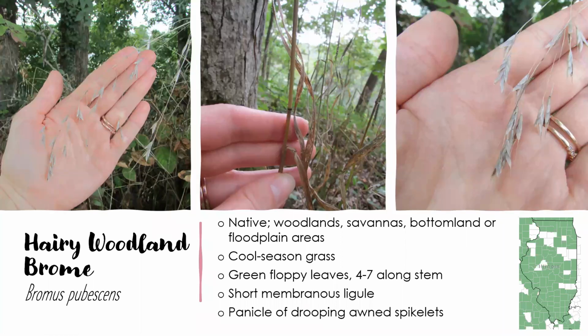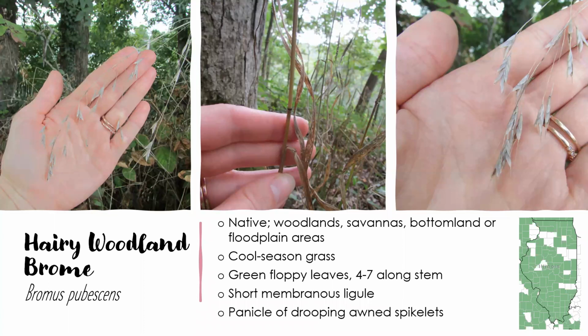Okay. So our next one is called hairy woodland brome, Bromus pubescens. And I just added this one in, so I apologize that I have photos of it late in the fall. So not in its prime, but we can still use these characteristics that we can see to tell what we're looking at here. So this is one of the bromes, and there are 20 species in Illinois, and many of them are non-native. This one is a native species, and it's the most common native brome in Illinois.